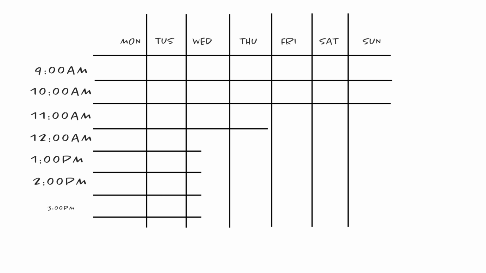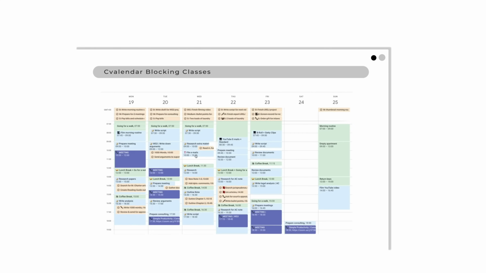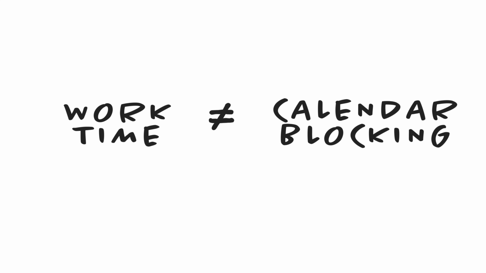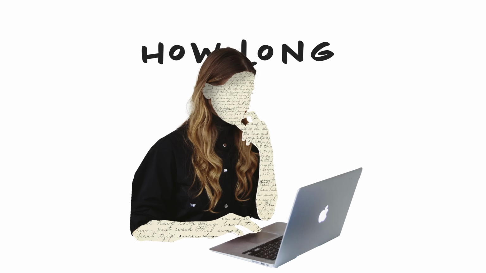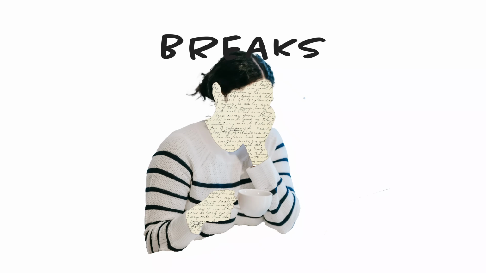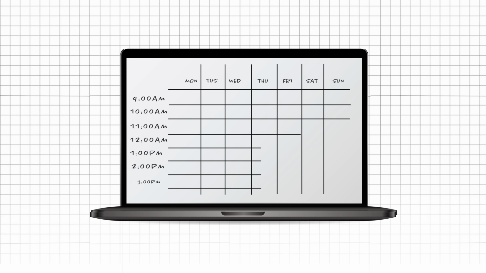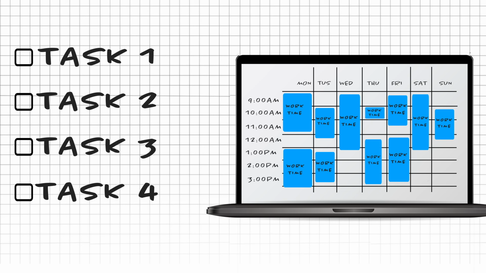My work time is reflected in my calendar by these huge blocks of work time. If you have been in my calendar blocking classes, you know that creating a block called work time isn't actually calendar blocking, since it doesn't provide you with any guidance on exactly what you should be doing and for how long or what you should be achieving during that time, how many breaks you should be taking, etc. Every time I open my calendar and I see I'm in a work time block, the signal is very simple. I should be tackling my task list for the day.